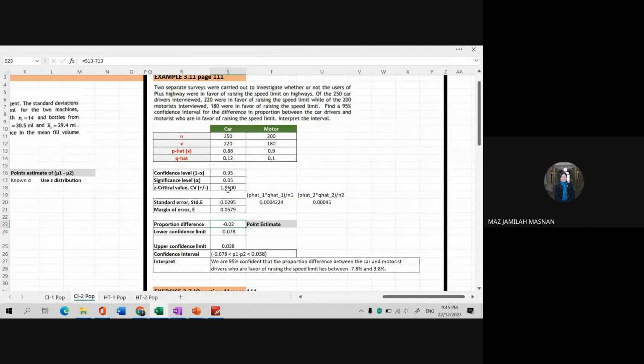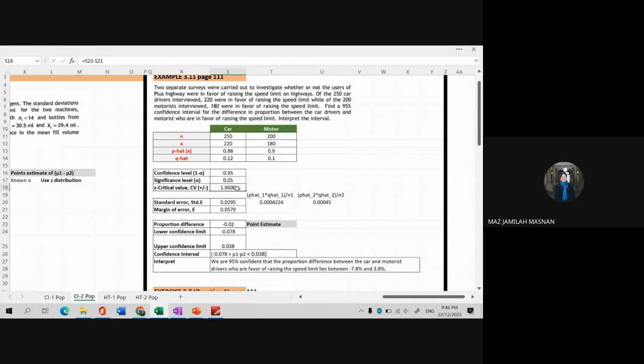Now, the critical value. For this particular question, you have to find the 95% confidence interval for the proportion between the car drivers and motorists. That means you have to deduct the motorist from the car, so that's why it becomes negative. 0.88 minus 0.9 will give you negative 0.02.